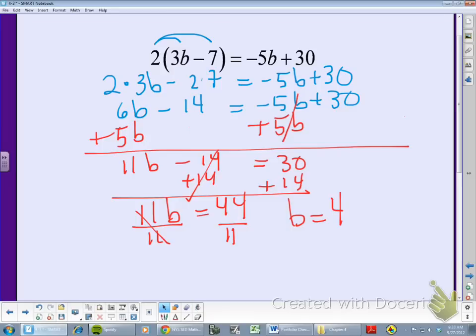And then, to make sure that you're right, you can always put it back into the equation. If you have a 4 here, that would be 12 minus 7, which is 5, times 2 is 10, so the left-hand side would be 10. Negative 5 times 4 is negative 20, plus positive 30 would also be 10. So that's just verbally running that through this equation to make sure it works.